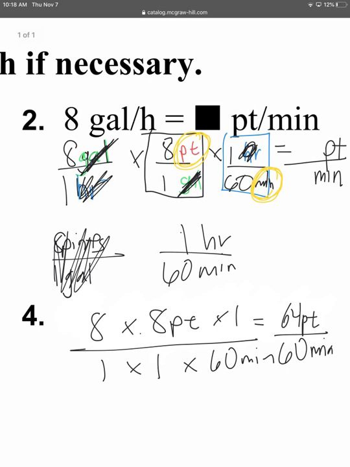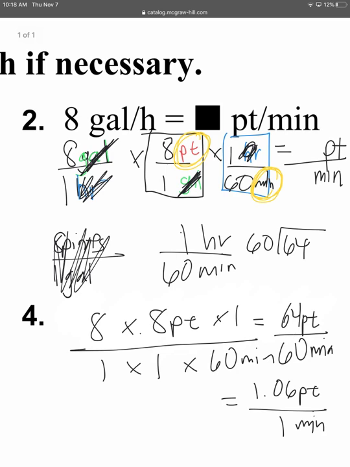And then from there, we're just going to simplify. When I say simplify, what do I mean by that? Divide. When I say simplify, what do I mean, class? Divide. So I'm going to divide 64, top dog goes in the house, divided by 60, which equals 1.06 pints per minute.